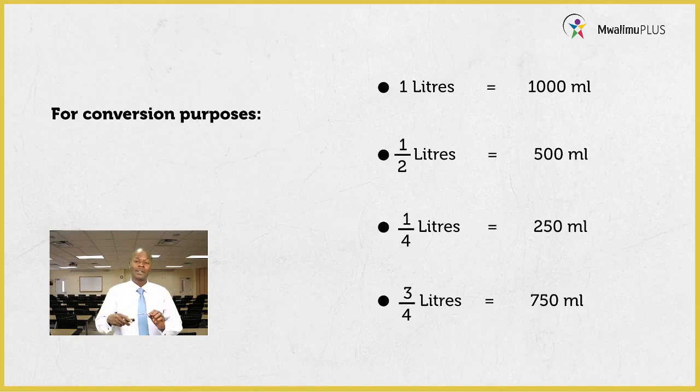Now, there is a bigger one, 3/4 liters, which is slightly more than a half. That means those are 3 quarters: 1 quarter, 2, and then 3 quarters. That means we are adding 250 three times, and that is 750 ml. Those are very important units for you to use for conversion purposes.